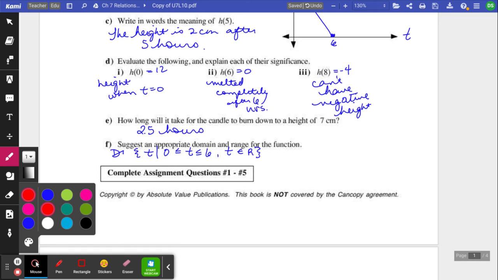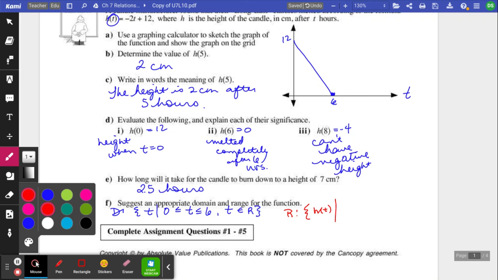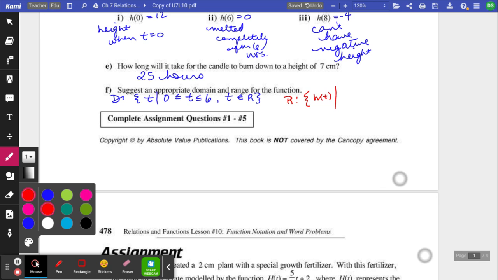Good. Let's talk about range. What letters am I going to use for range? H of t. You have to put it all down: h and then a little t, such that. Do I have 2 boundaries on my h of t? Yep. From 0 to 12. Start from smallest. Little signs go this way. Put your h of t in the middle, please. From 0 to 12. Is it continuous? Yes. So h of t is an element of real numbers.